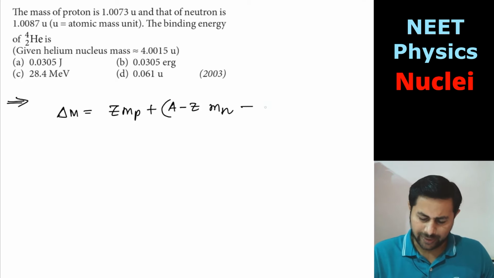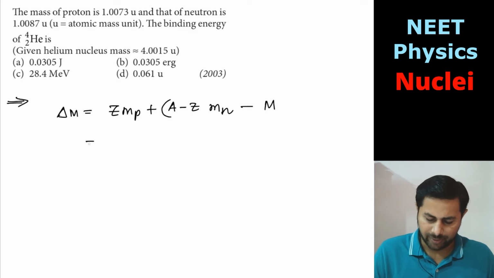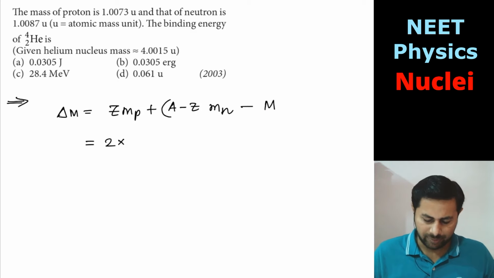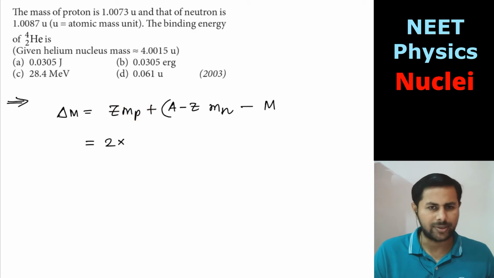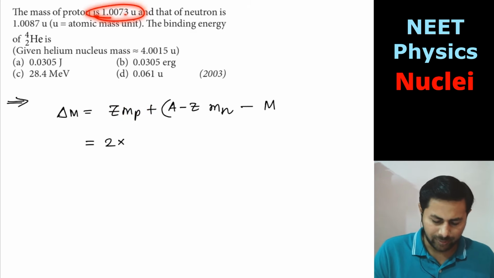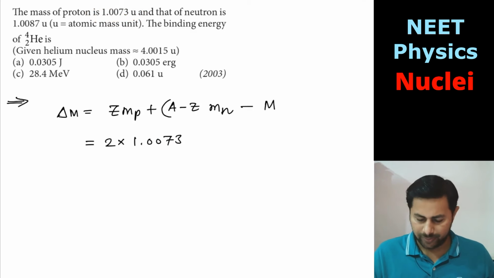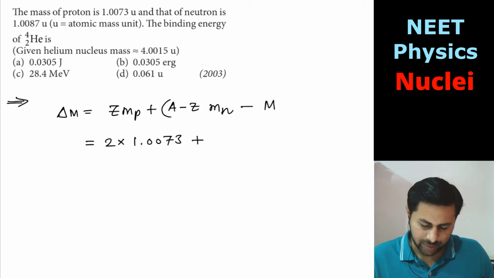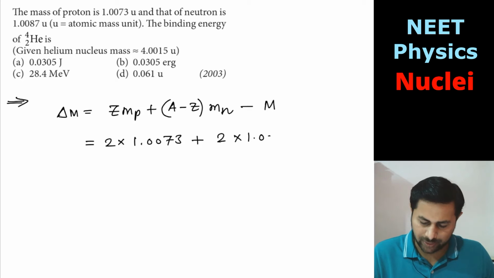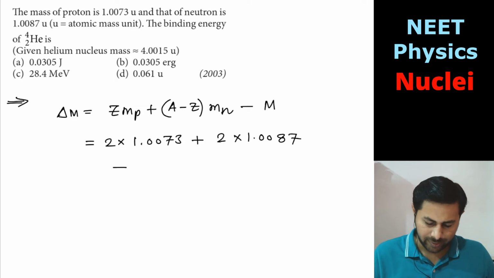Okay, and minus the mass of nucleus. So it is 2 times mass of proton, right? Number of protons and neutrons in helium is just 2. Mass of proton is 1.0073 U. Okay, everything is in U. Let's just remember that and calculate. So 2 times mass of a neutron is 1.0087, and minus we have mass of this helium nucleus, which is 4.0015.